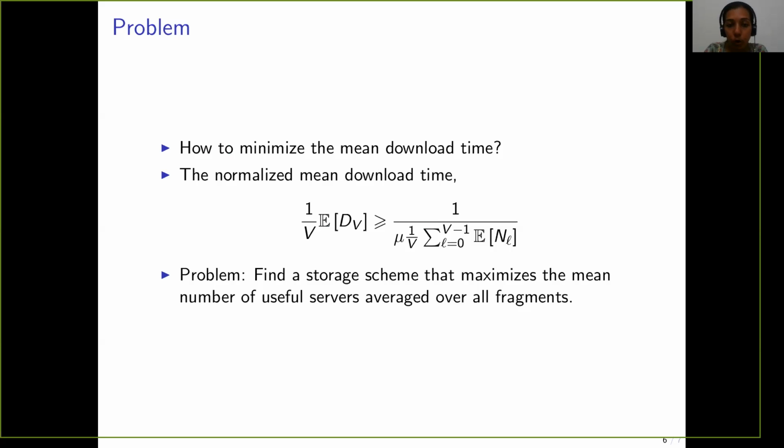So here we reformulate the problem and it is the following. Instead of minimizing the mean download time, we are interested in minimizing this lower bound, or in other words, we would like to find a storage scheme that maximizes the mean number of useful servers averaged over all fragments.